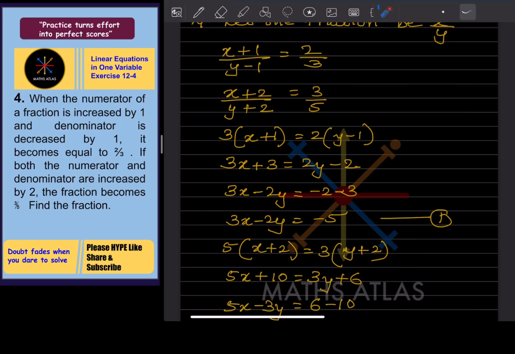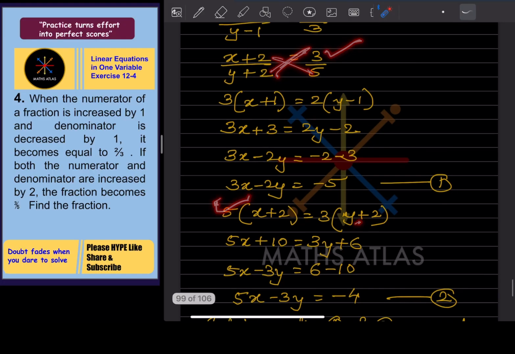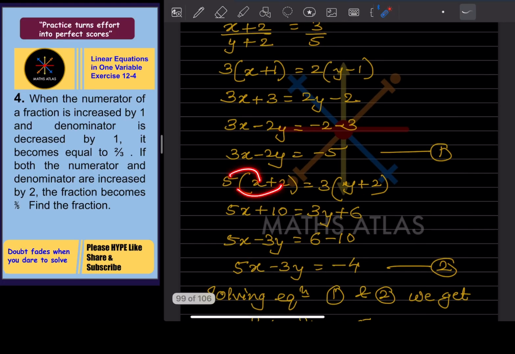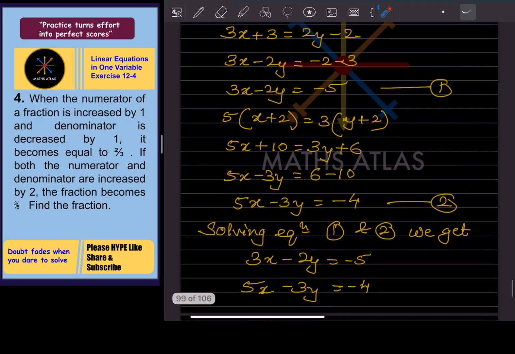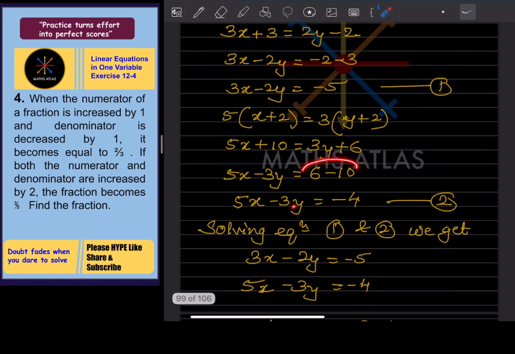Now let us take the next one, again cross multiply: 5 into x plus 2, that is going to be 3 into y plus 2. So that is going to be 5x plus 10, there will be 3y plus 6. So 5x, this will come here minus 3y, that is going to be 6, and this is going to be minus 10. So 5x minus 3y is going to be minus 4. This will be equation number 2.